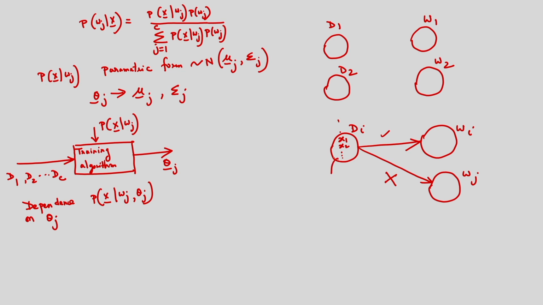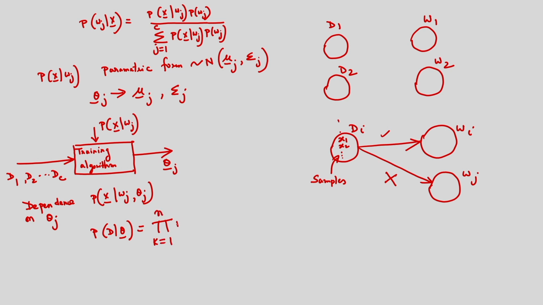So here x1, x2, these are the samples of the data set. The data set is Di, and the samples are drawn independently. So I have the training data set, that is D1, D2, DC. Then what is the probability of D given theta? That is nothing but this product.